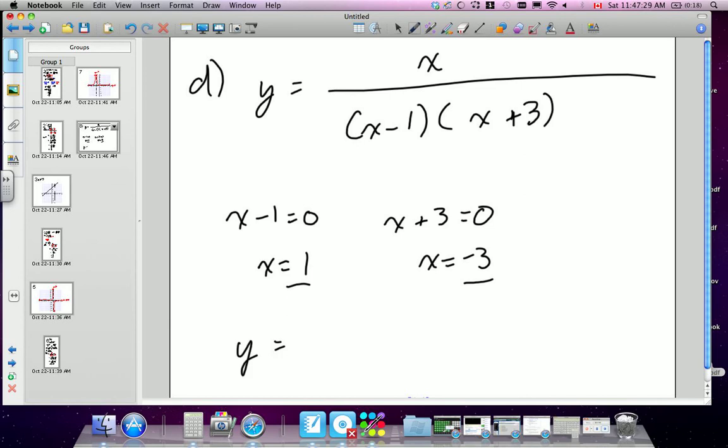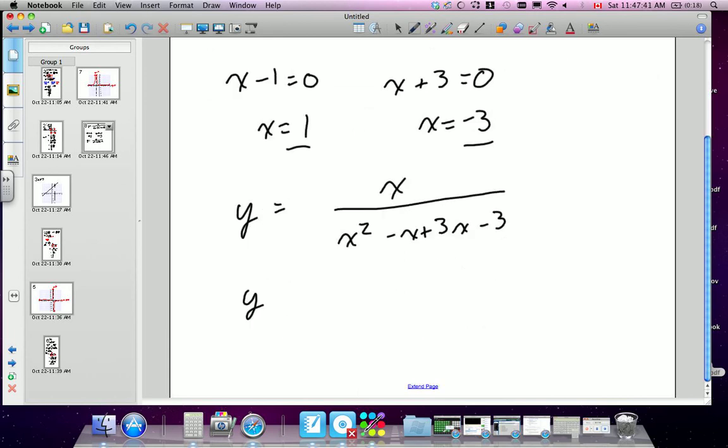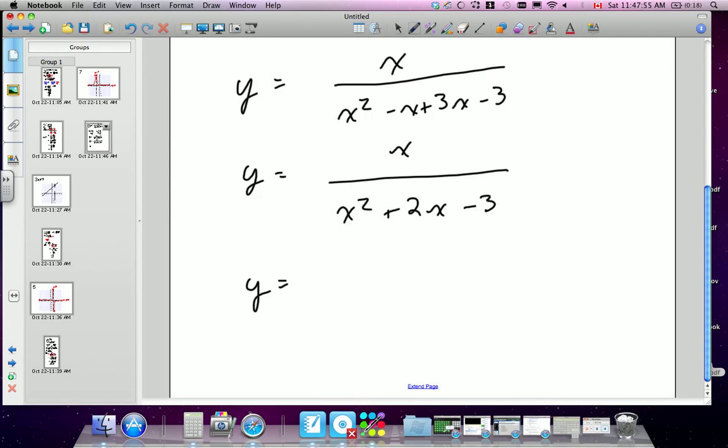So we have 2 vertical asymptotes. One's at 1, one's at negative 3. Now, technically this function, I'm going to write it out again. I'm going to put it in standard form at the bottom. Standard form, we're going to get x squared minus x plus 3x minus 3. We're just going to simplify that. So we get y equals x over x squared plus 2x minus 3. Is this making sense so far? So I've changed it into standard form, right?